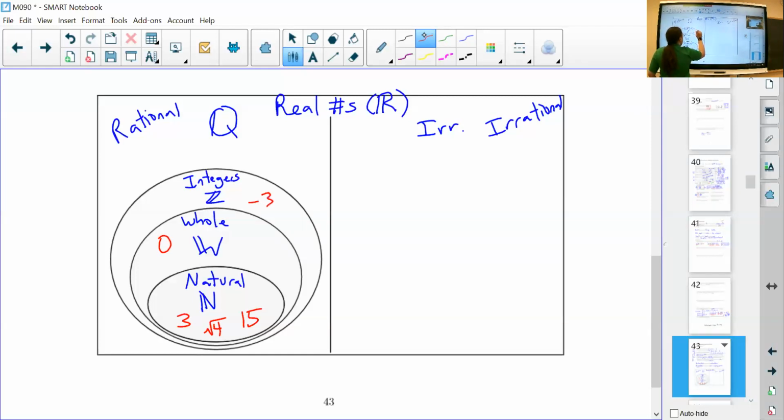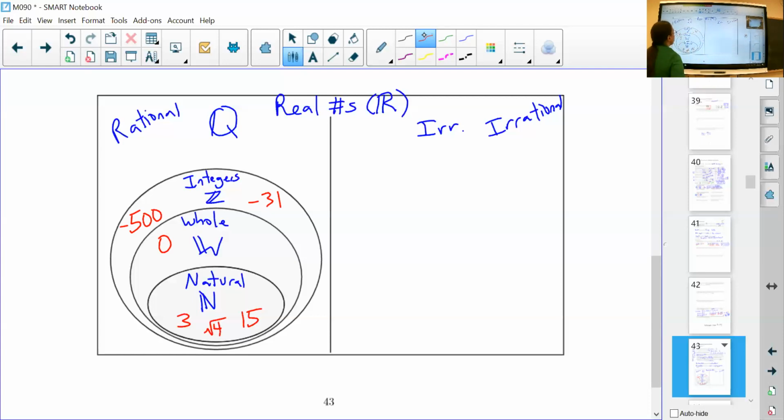So negative 31, negative 500, those are integers. 0 is also an integer. 0 is also in the integer bubble. 3 is also an integer. It's in that integer bubble. So integers do not have to be negative. It's just that that's the difference between whole numbers and integers.